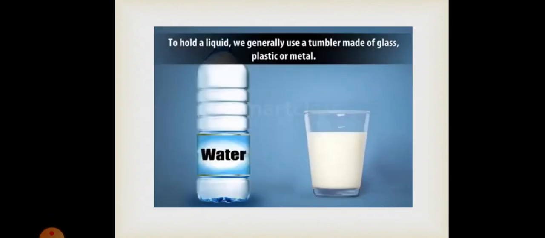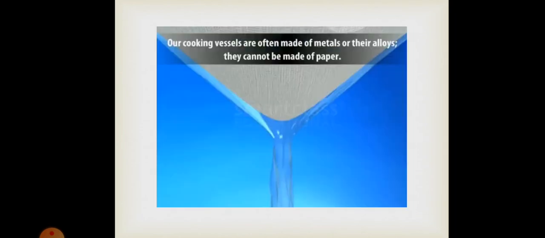First of all, we can see a liquid here in a bottle and a glass. To hold a liquid, we generally use a tumbler made of glass, plastic or metal. Our cooking vessels are often made of metals or other alloys. They cannot be made of paper, as paper cannot hold liquids.